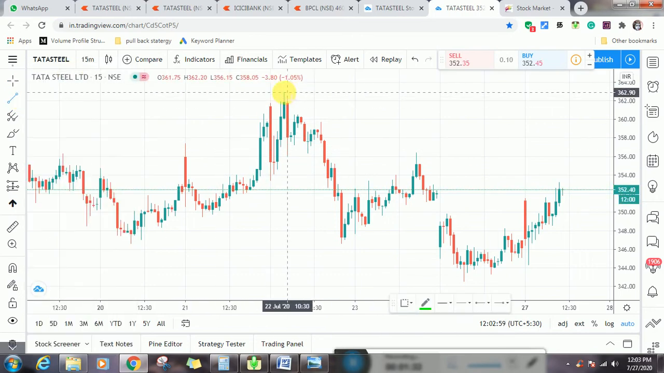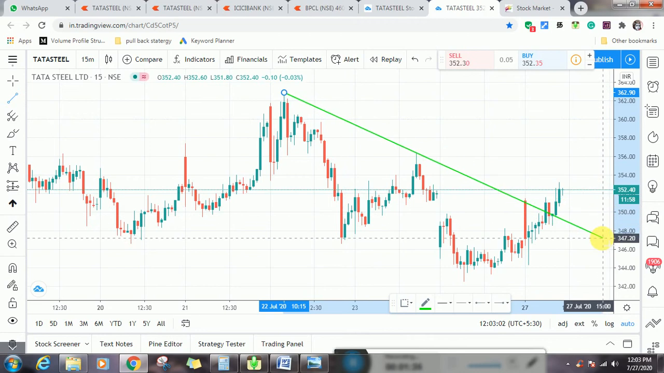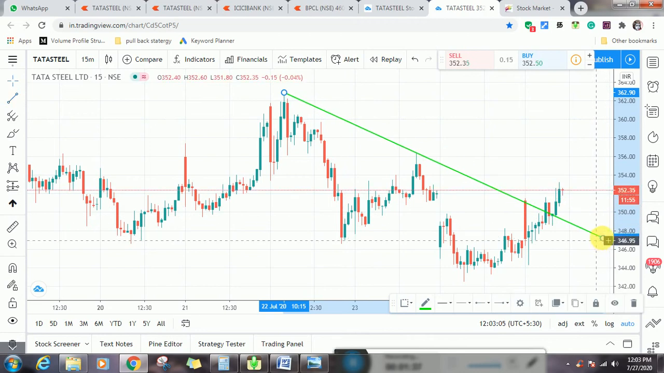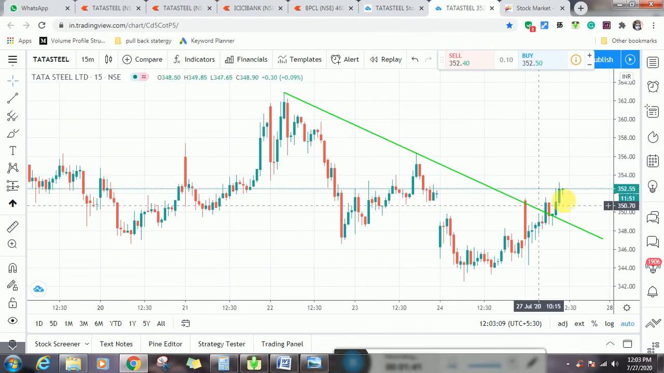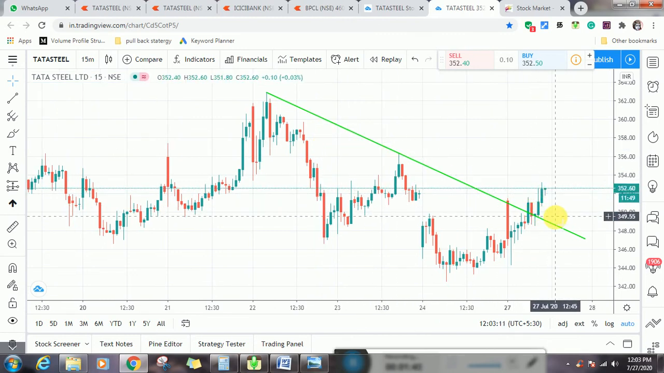Here you can see a trend line. It breaks the trend. Okay, it is a first confirmation.